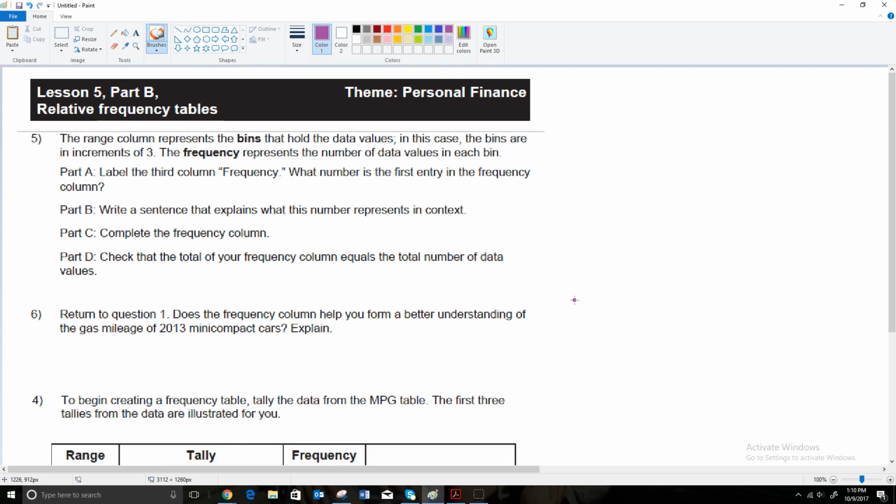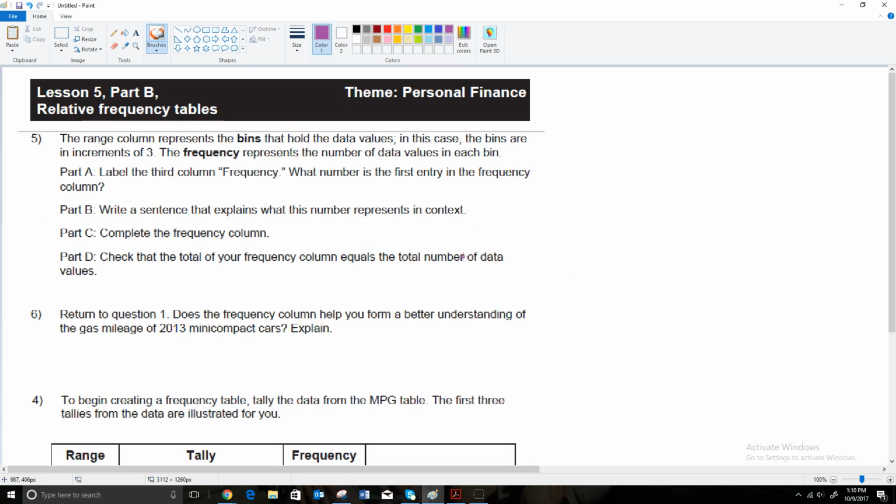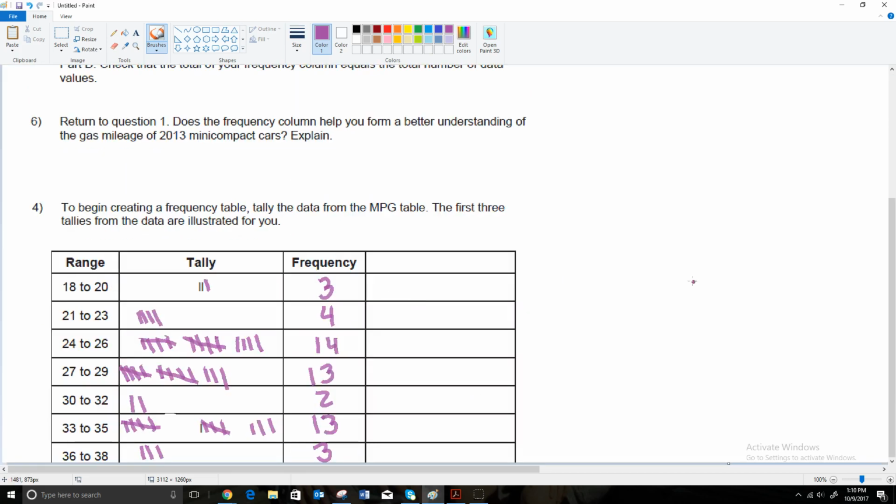So the frequency table tells you how many data values are in each of those bins or ranges. Think of a bin as kind of like a trash bin. So in this trash bin, we dropped 18 to 20. So we dropped 3 data values into that bin. 21 to 23, we had 4 data values that fell into or went into that bin. It says to label the third column frequency, which we already did, and then what number's in the first entry. That was 3 because there were 3 in that first range.